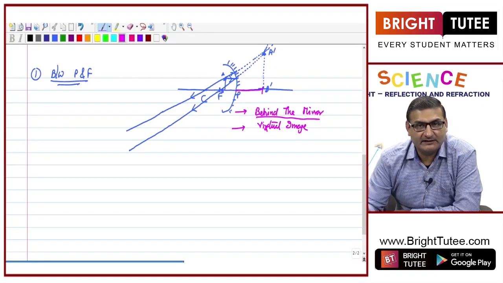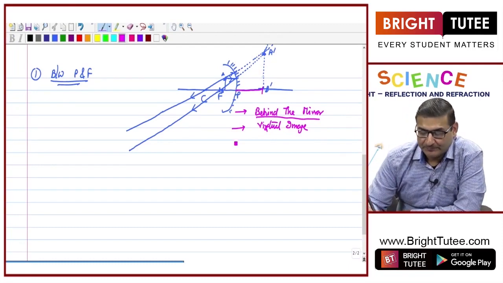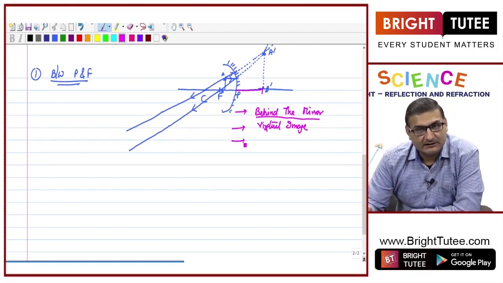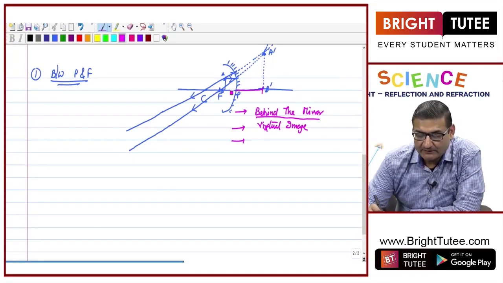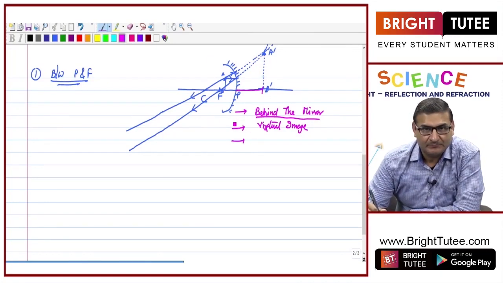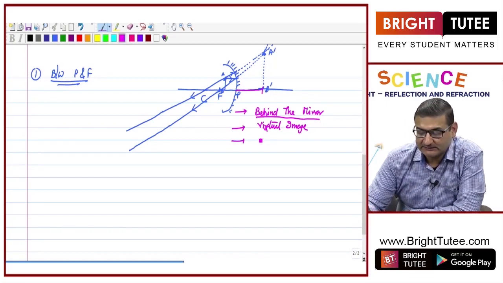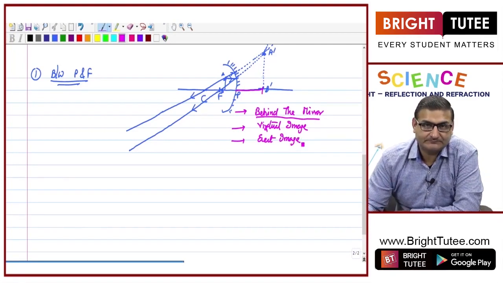Out of the real and virtual options, we say that this is a virtual image, because real would have been if the light rays would have actually met. Next, as per the image being erect or inverted, we know that anything above the principal axis is erect, and below the principal axis would have been inverted. So, since the image is getting formed above the principal axis, we will say that it is an erect image.